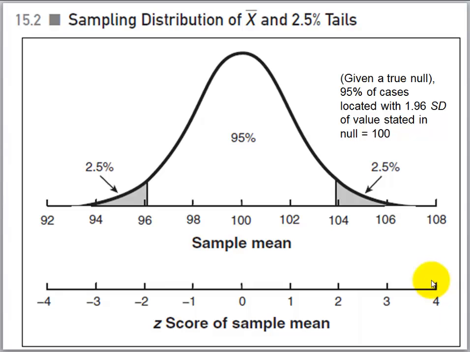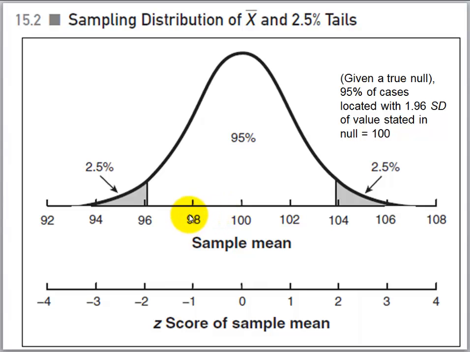Let's add a little bit more detail to our depiction of the sampling distribution. Recall from Chapter 13 that in a normal distribution, 95% of the cases are located within 1.96 standard deviations of the mean. So we could go up 1.96 standard deviations, and that would take us to here. Or, on the other hand, in the negative direction, 1.96 standard deviations.